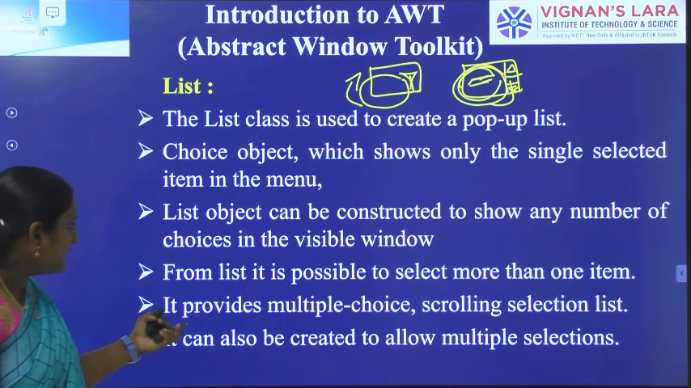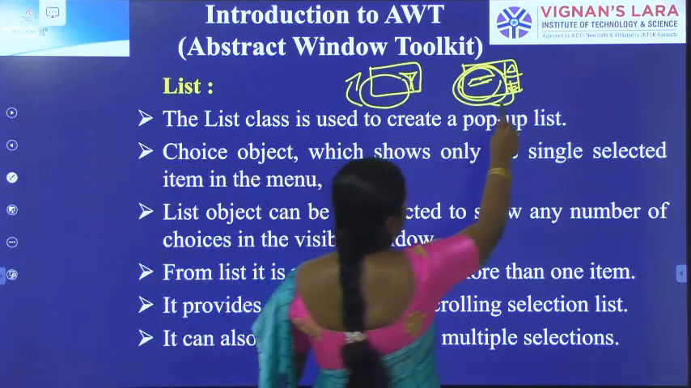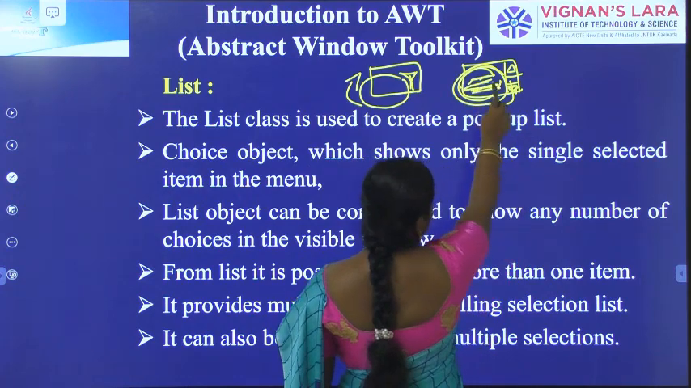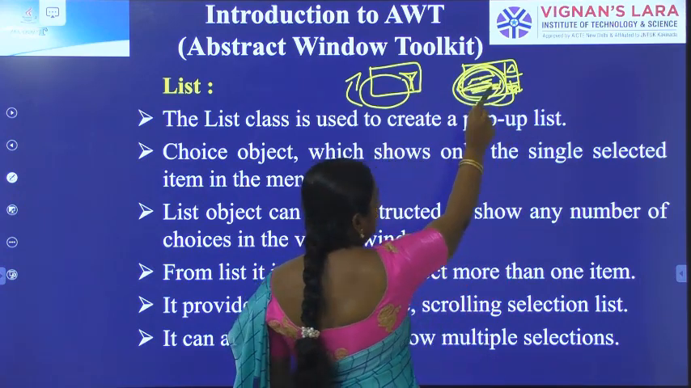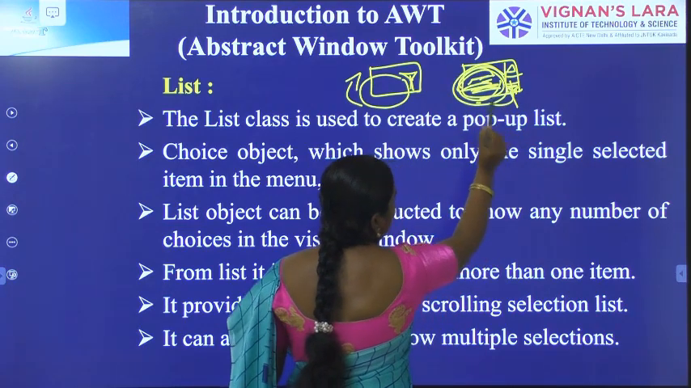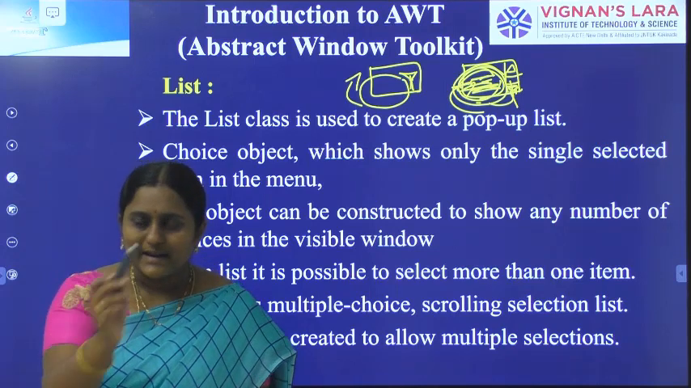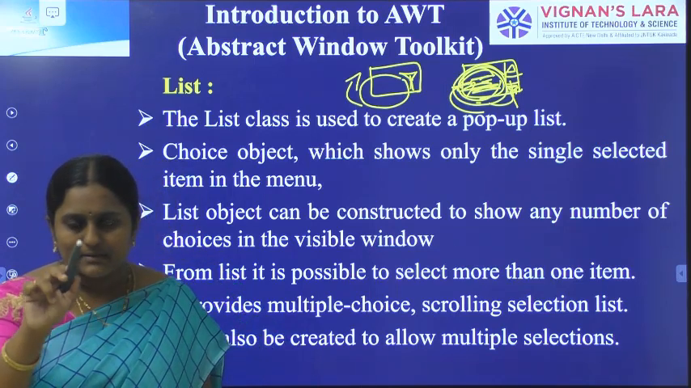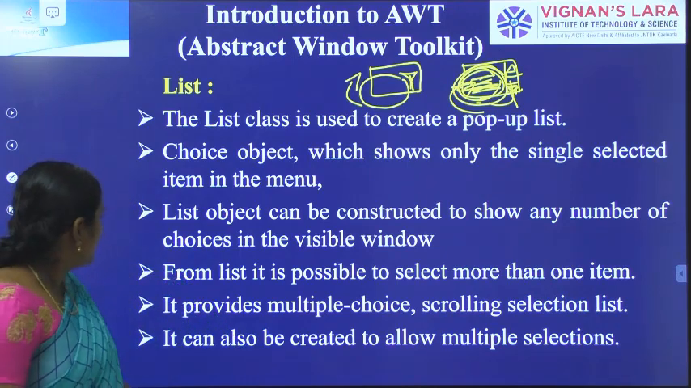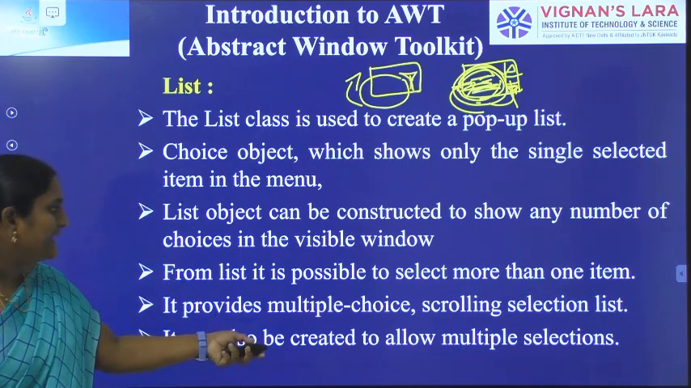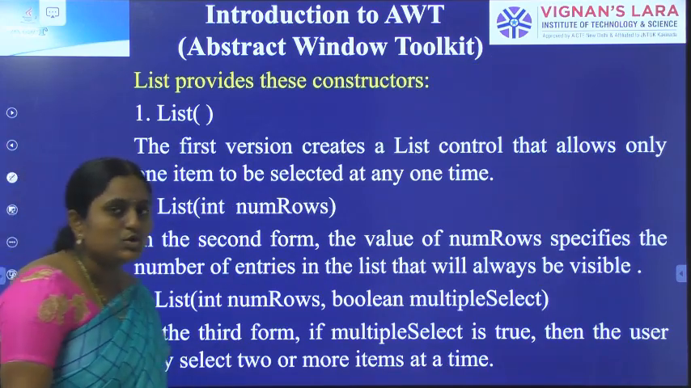Next, it provides multiple choices, scrolling and selection in the list. Sometimes our items are greater than the component area, so we can scroll up and scroll down, and we can pick and double click the item. Then that item is focused and the remaining items lose focus. Next, a list can also be created to allow multiple selections. Already you know that.